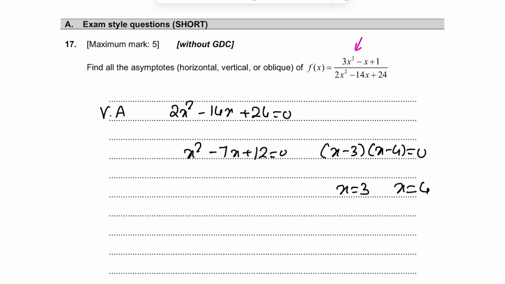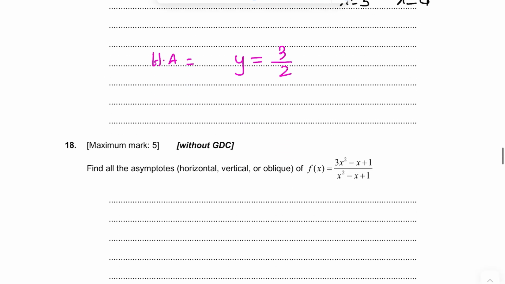Numerator degree is equal to the denominator degree. So horizontal asymptote will be dividing by the coefficients, y equals 3 upon 2. So there is no oblique asymptote.